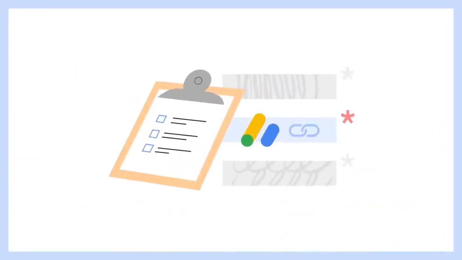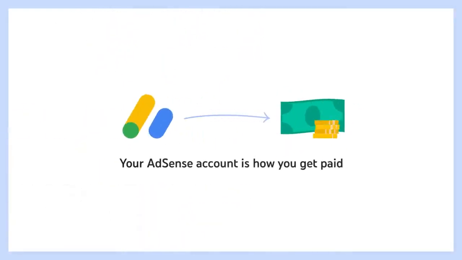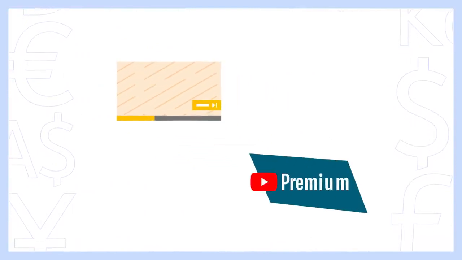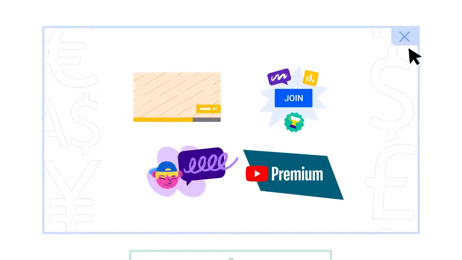Creating and linking an AdSense account is one of the requirements to be accepted into the YouTube Partner Program. Once you're in the program, your AdSense account is how you get paid. AdSense is another Google product, separate from YouTube, that allows people or companies to run ads on their websites and receive payment. But when it comes to being a YouTube creator, it's mainly used as a payment tool. And you need an account to ensure you get paid for the money you earn, whether that's from ads being played on your videos, YouTube Premium, memberships, Super Chat and Super Stickers, and more.